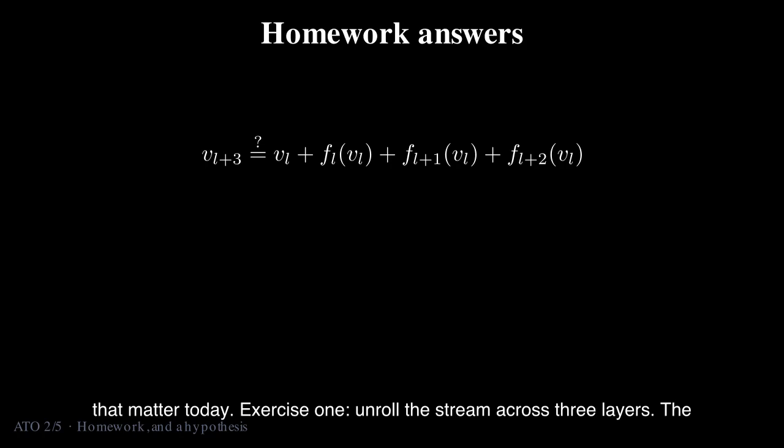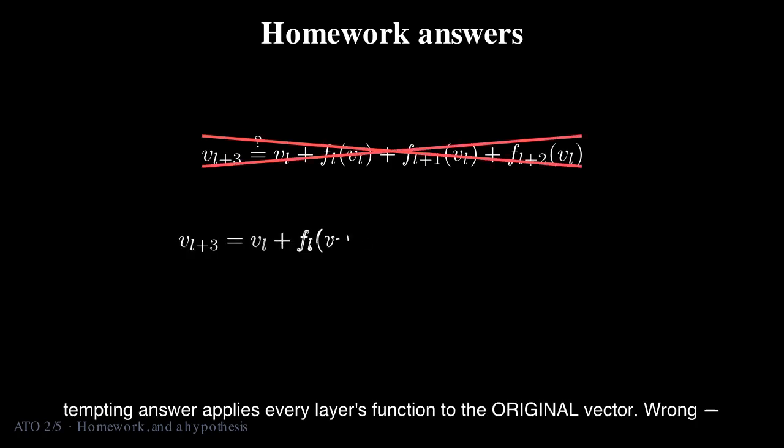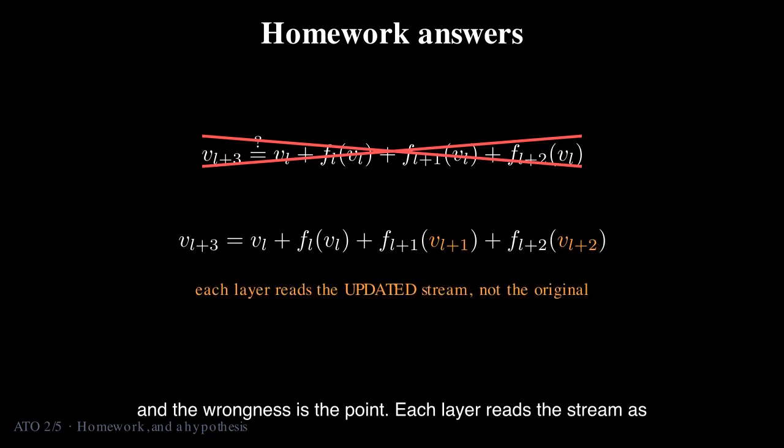Exercise 1. Unroll the stream across 3 layers. The tempting answer applies every layer's function to the original vector. Wrong. And the wrongness is the point. Each layer reads the stream as it is when it arrives there. Layer L+1 reads via L+1, which already contains layer L's write. So delta is a sum of 3 terms, each evaluated at a different progressively updated vector.